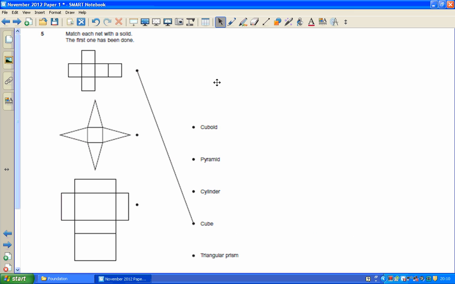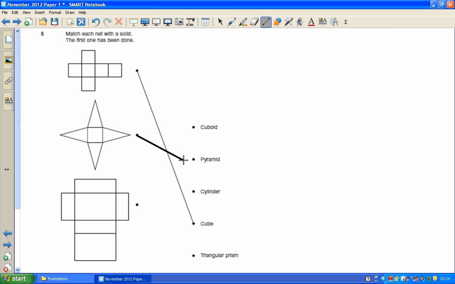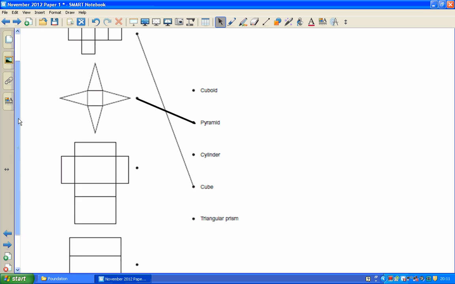Match each net with a solid. Right then, let's go through them. This one here, it's got a square on the bottom of it, and the 4 triangles at the side are going to meet at a point at the top, so that's going to be a pyramid, square-based pyramid to be precise.